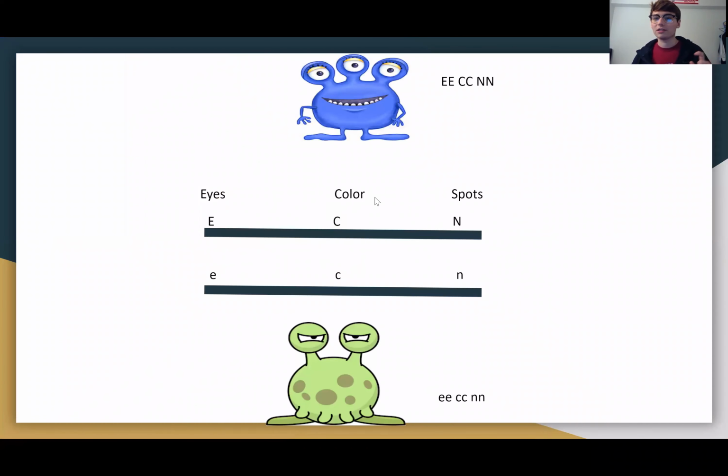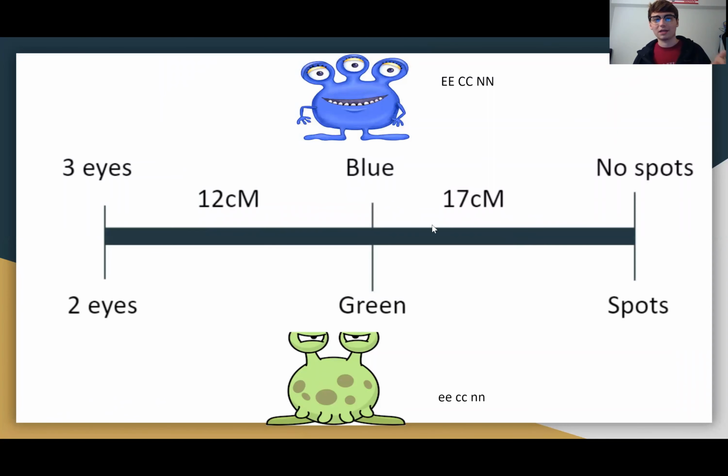We are going to cross two pure breeding aliens. One will be pure breeding with dominant traits and one will be pure breeding with recessive traits and alleles. When they have a kid together, that kid will be guaranteed to be heterozygous dominant in all three of these traits, so he will have one of the dominant allele and one of the recessive. After doing a little bit of research, we found our map, and we're going to be using this later on for some of our calculations.